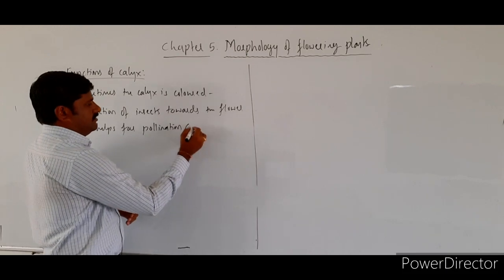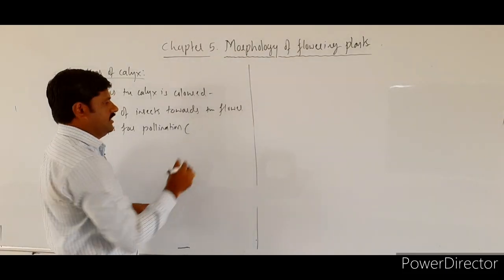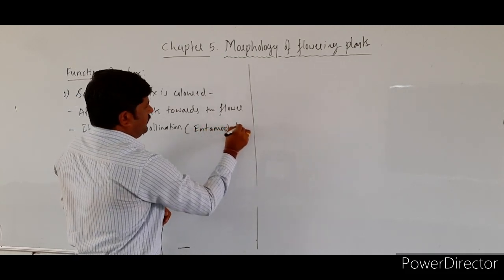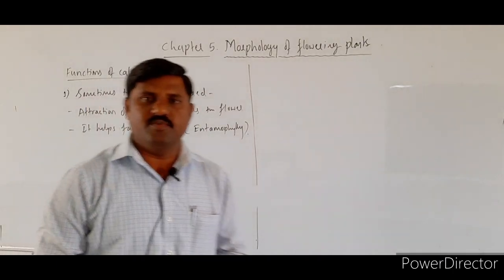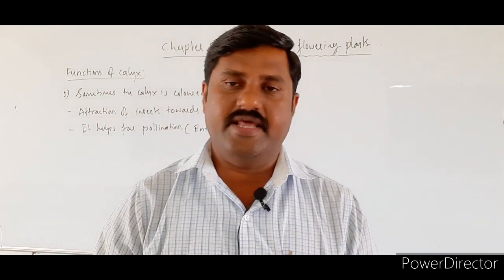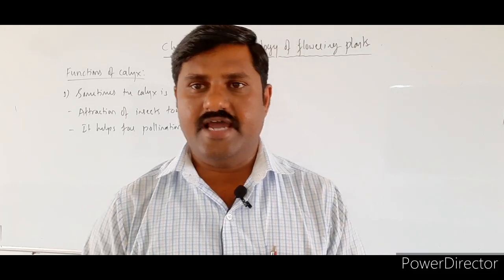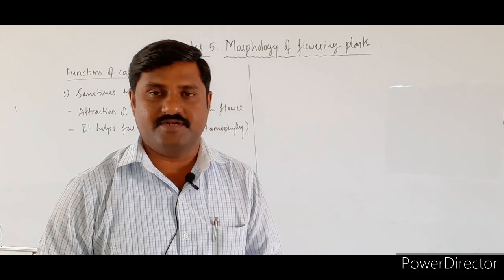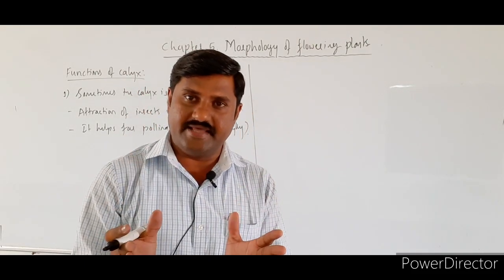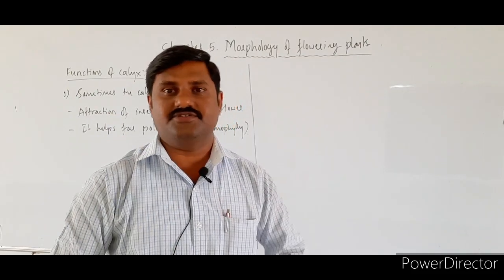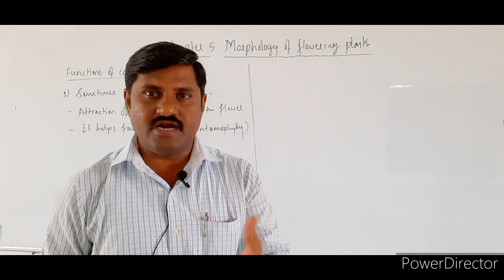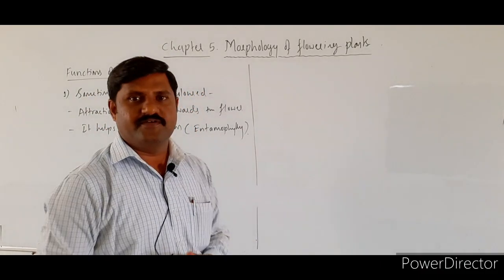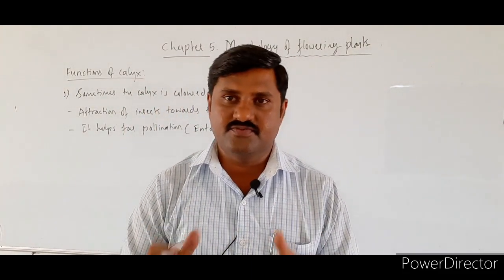This condition itself is said to be entomophily, in the sense that pollination takes place through insects, right? For this kind of pollination, sepals help. Sepals are colored in nature and they attract the insects towards the flower, and that leads to cross pollination. That kind of pollination is called entomophily. So this is one thing.